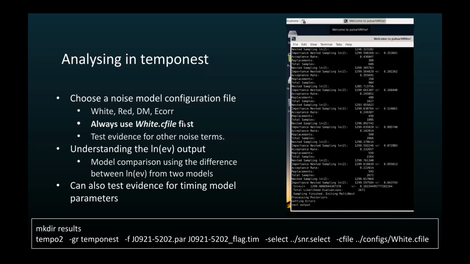And after we've run this, we will get a text output like what's shown on the right here. Most of this is showing that TempoNest is currently taking samples from the posterior probability distribution, and this is describing how that process is going as a function of time. This is showing that we're taking more and more samples from the posterior distribution.